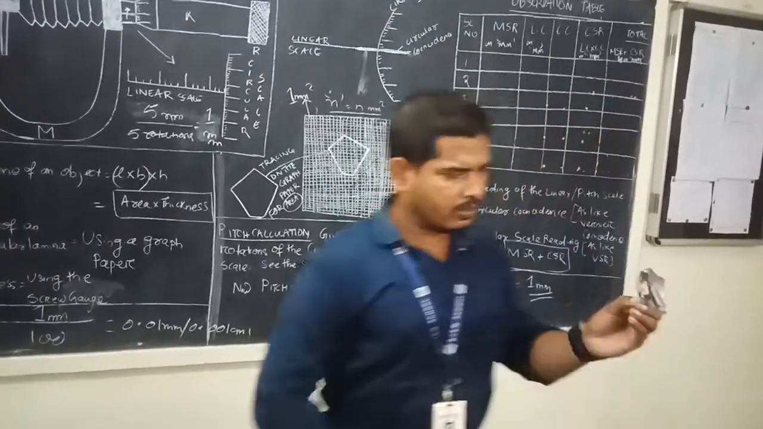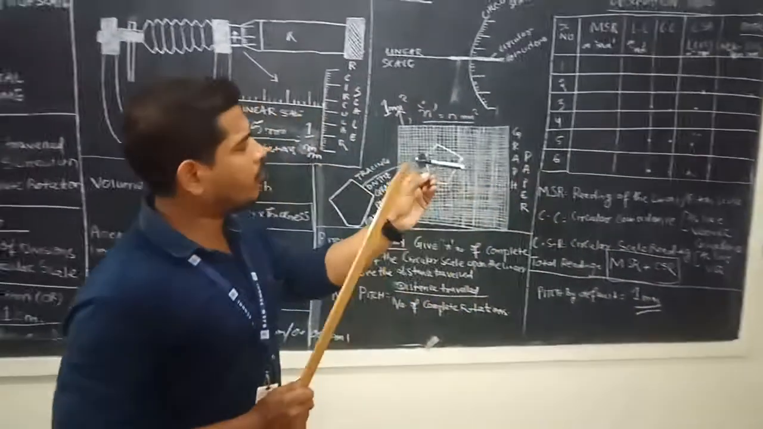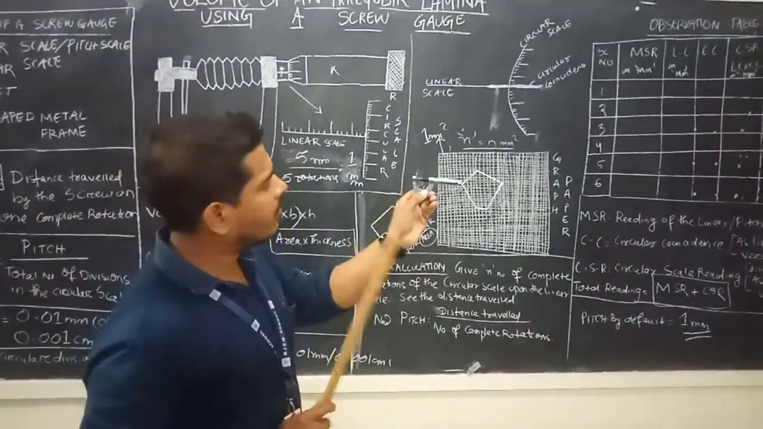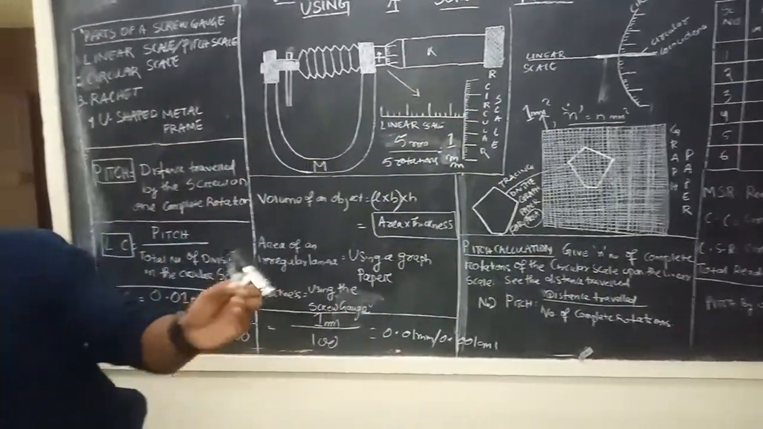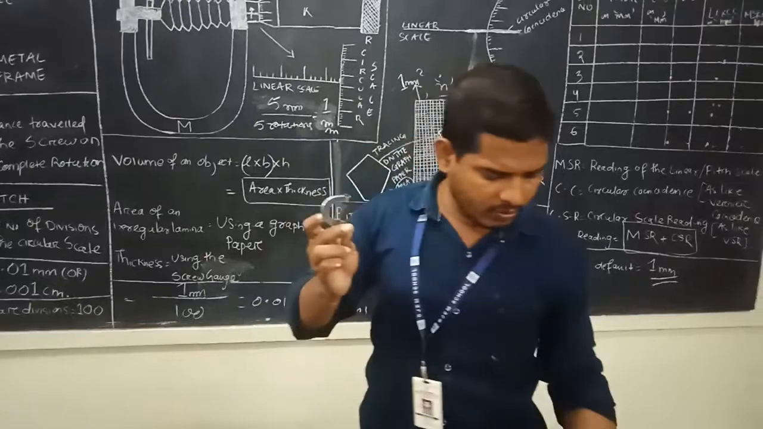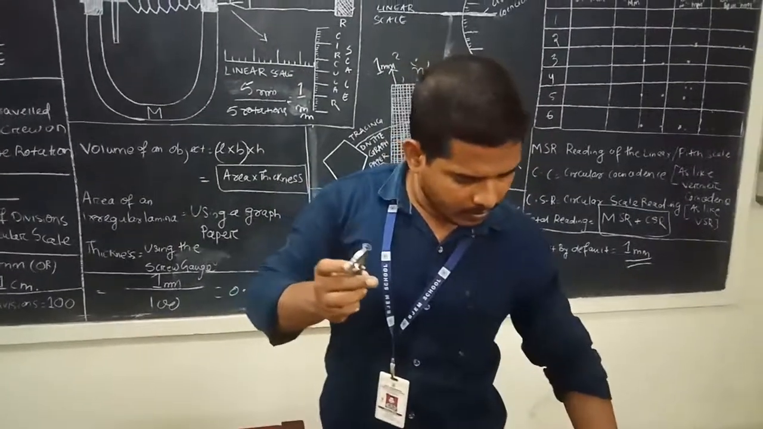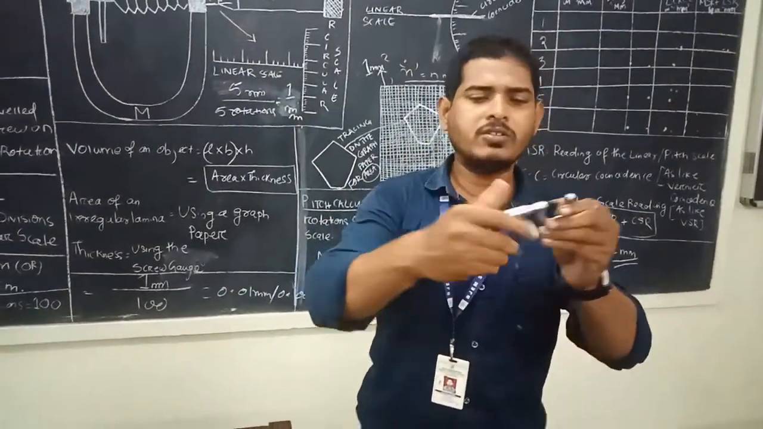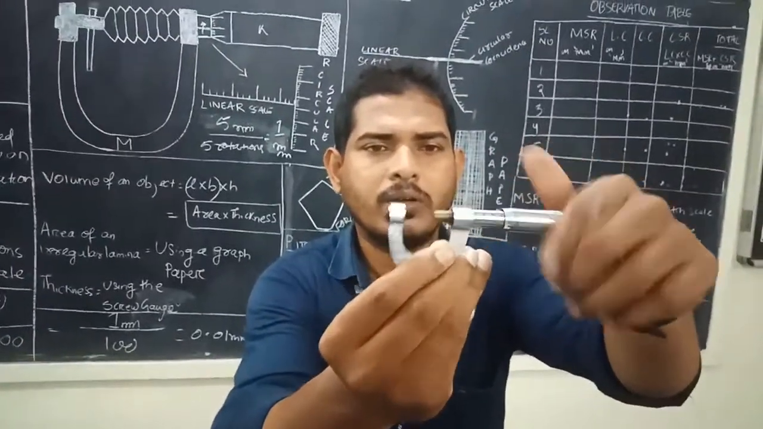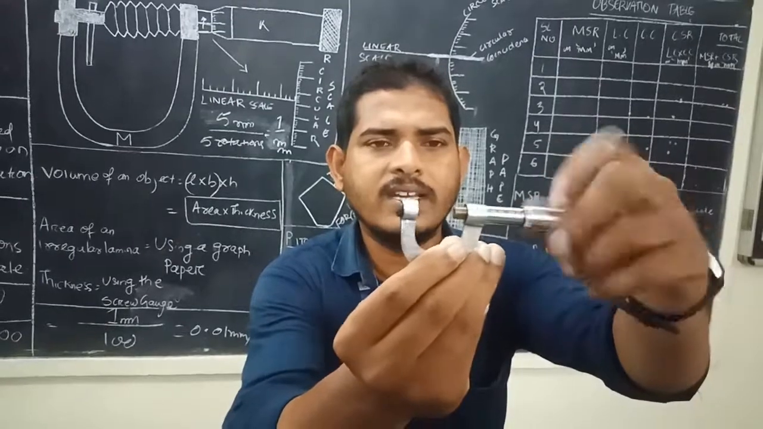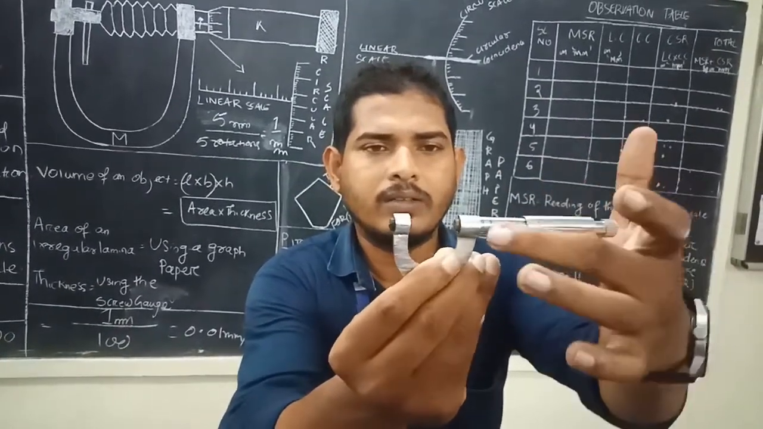Now first we will see how to take the reading. In the main scale of the screw gauge, I am taking one more screw gauge to show you. Now this is your main scale, or the linear scale. LSR, linear scale.